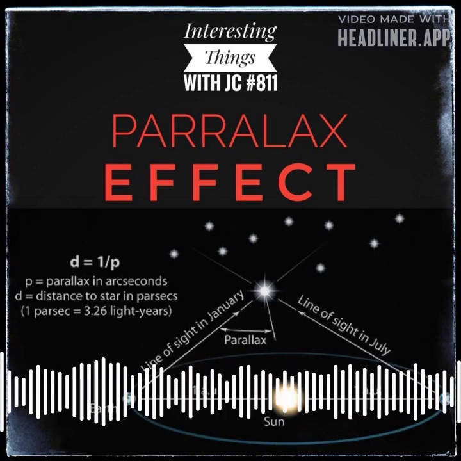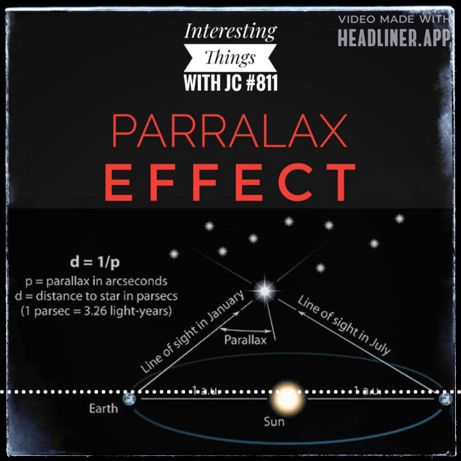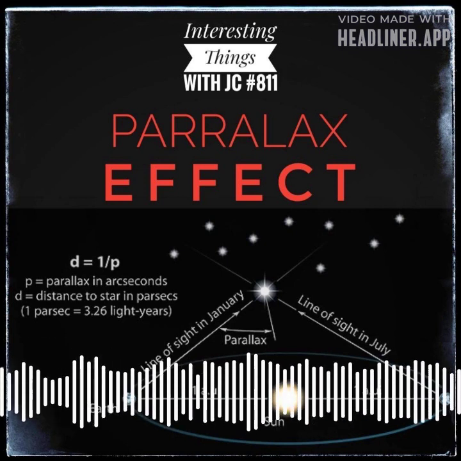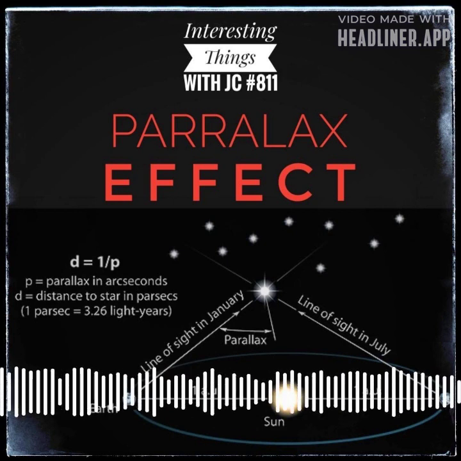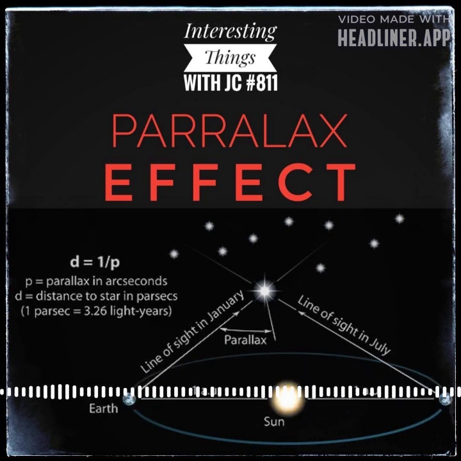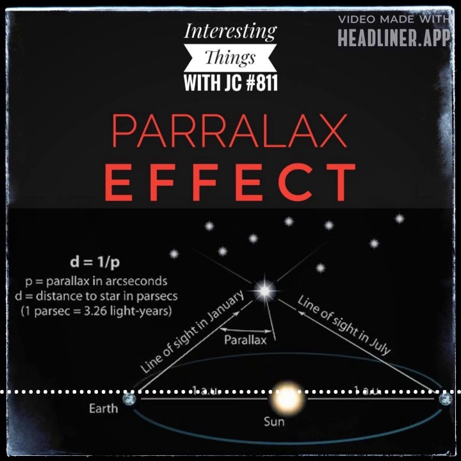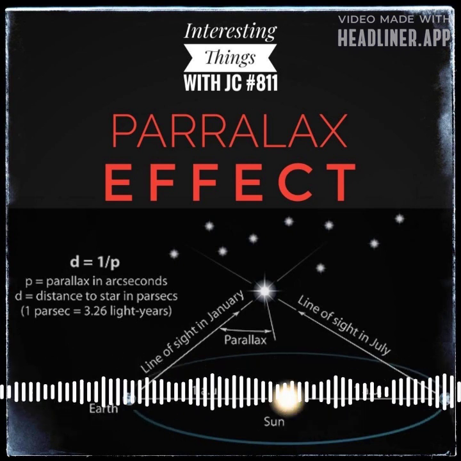Parallax effect, a fascinating visual phenomenon. It was first described by the Greek philosopher Hipparchus in the 2nd century BC. This concept laid the foundation for understanding the relative distance between celestial objects and marked a significant development in the field of astronomy.